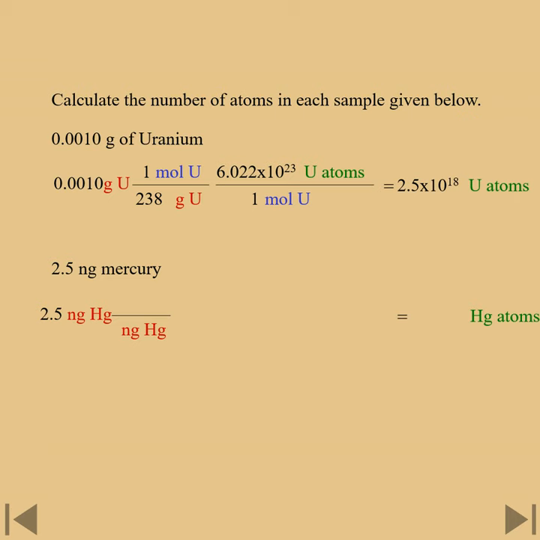No, we're going to get mercury atoms from moles of mercury. And we're going to get moles of mercury from grams of mercury. So first we do grams of mercury. And then from grams to moles of mercury. So that we can go from moles of mercury to an actual number of mercury atoms.